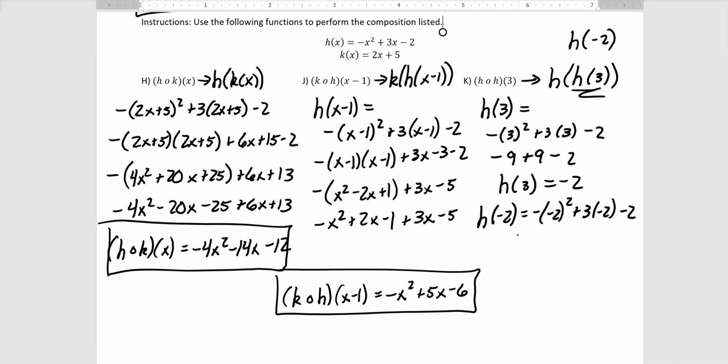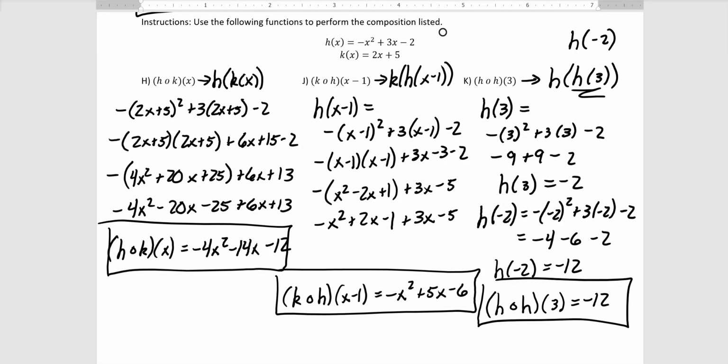So negative 2 squared is 4, so this will be negative 4. 3 times negative 2 is negative 6. And then we're subtracting 2. We'll find h of negative 2 to equal negative 12, which means that h of h of 3 equals negative 12. All right, and that's composition.